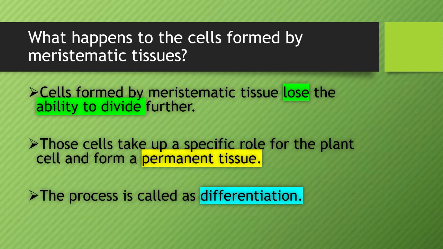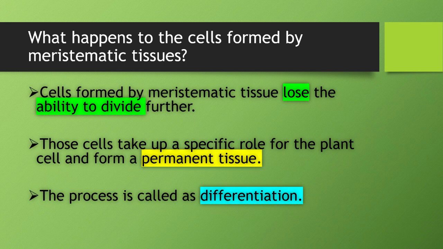Cells formed by meristematic tissues lose the ability to divide further, and those cells take up a specific role for the plant cell and form permanent tissue. The process of taking up a permanent shape, size, and specific function is called differentiation. The meristematic tissues that do not undergo division further are called permanent tissues.